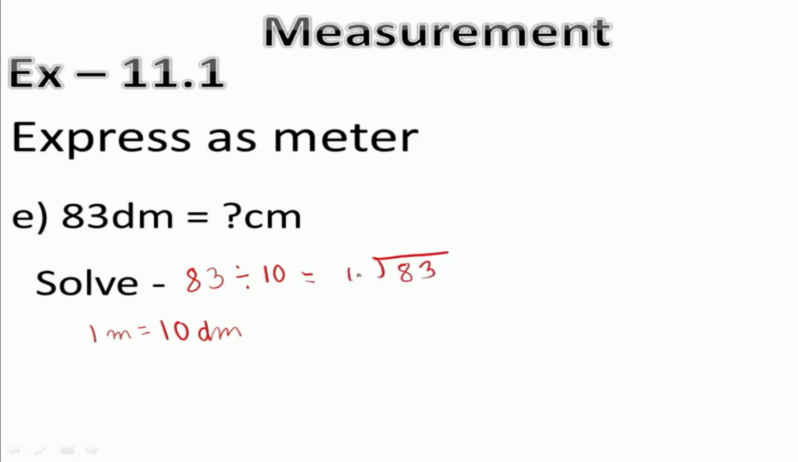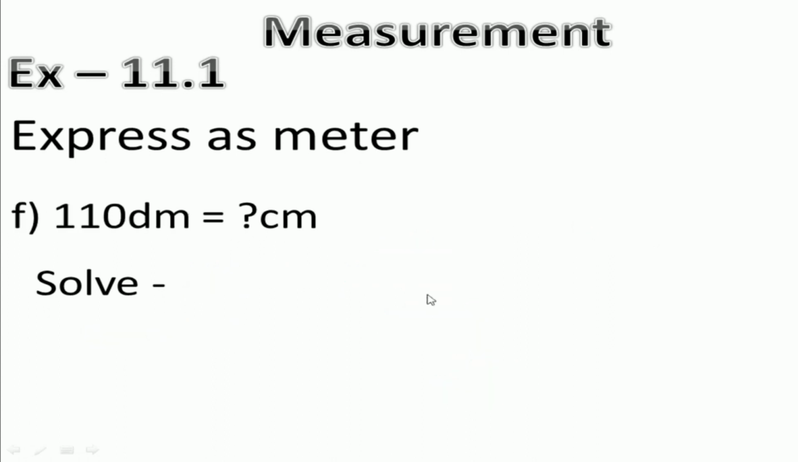83 by 10. 10 into 8 equals 80. We subtract, we get 3 remaining. We add a decimal, then a 0 here. Then we do 10 into 3 equals 30. We subtract, we get 0. So our answer is 8.3 meters.